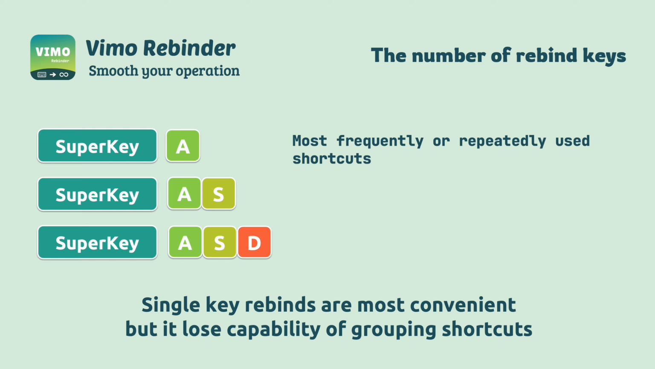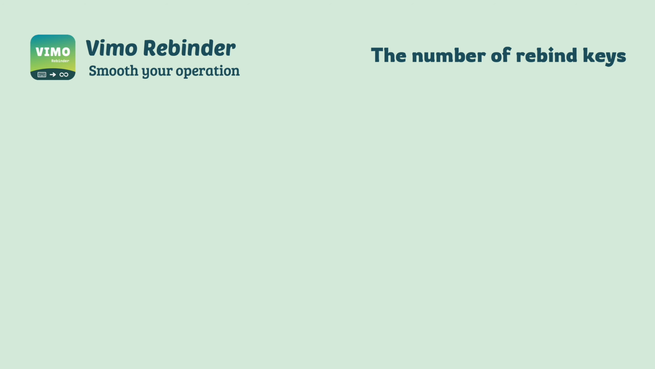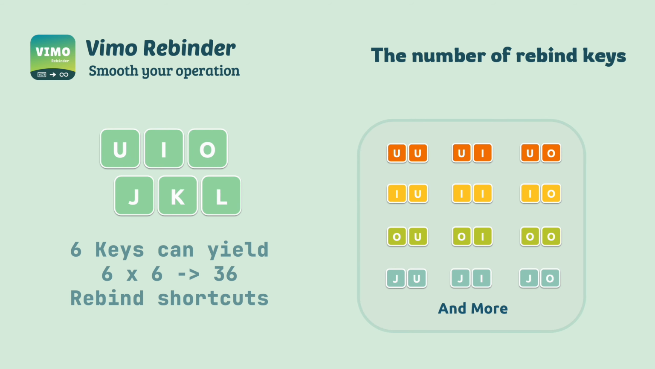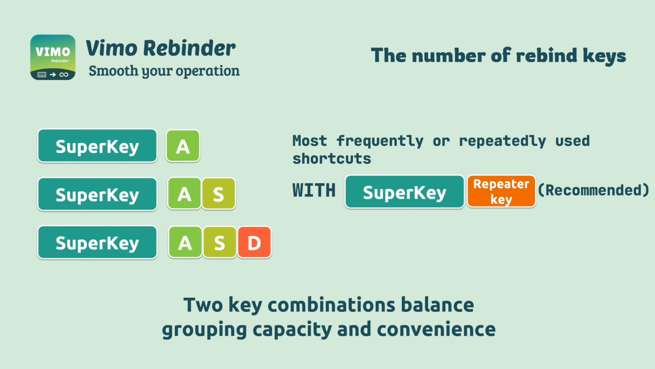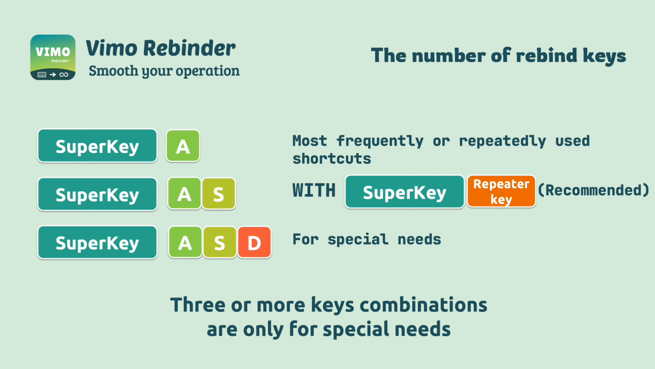As for combinations of two rebind keys, they typically yield a large enough capacity for storing shortcuts. Coupled with the convenience provided by the repeater key, this option is the recommended practice. 3 or more key combinations are only for special needs.